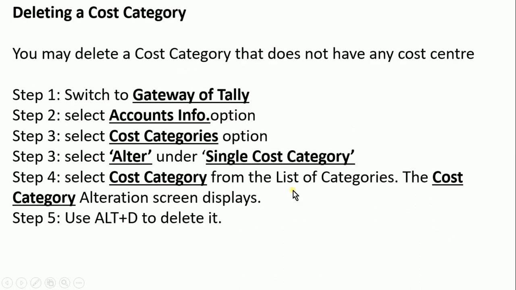Next, to delete a cost category. If there are no entries related to the cost category, you can delete it. The method is: step 1, switch to Gateway of Tally. Step 2, select the accounts info option. Step 3, select the cost category option. Step 4, select alter under single cost category. Step 5, select the cost category from the list of categories. The cost category alteration screen will be displayed and press Alt plus D to delete. Everywhere we will use Alt plus D to delete.